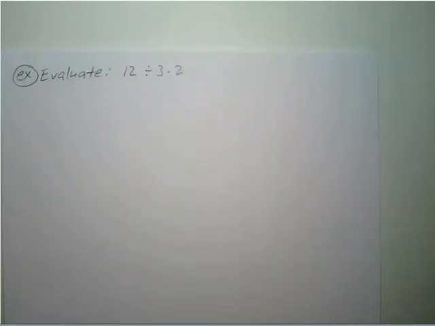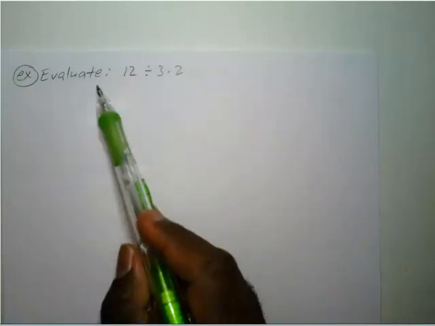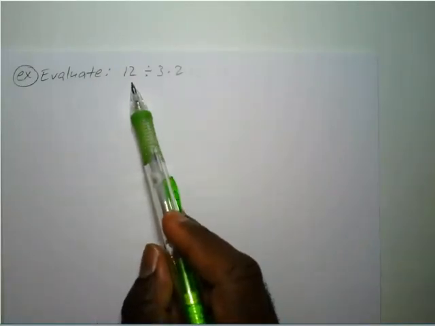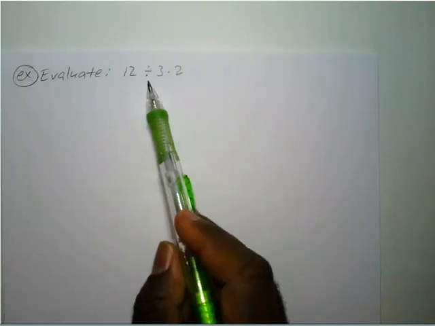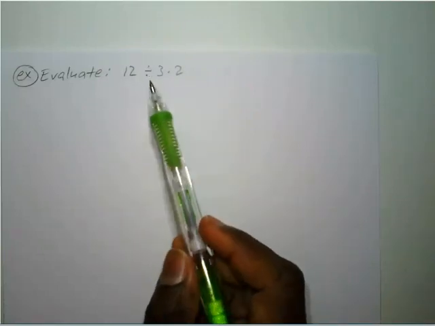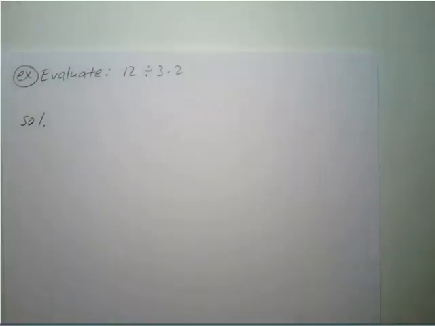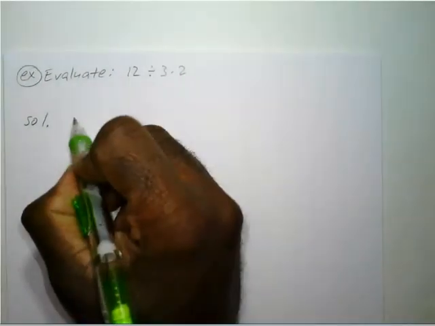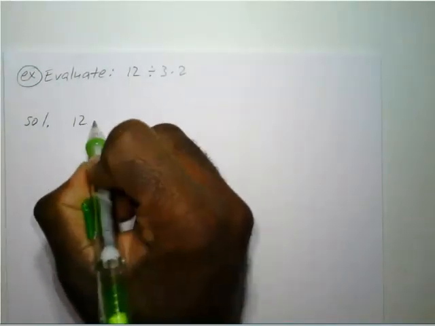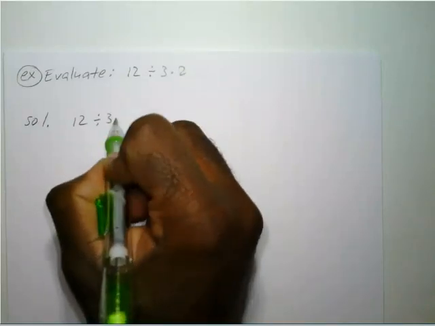All right, so we want to evaluate. You may see where it says evaluate. You may see where it says solve. You may not see anything at all but the question. But evaluate, solve, simplify, same thing. 12 divided by 3 times 2. Okay, so to solve that, I'm just going to rewrite it. 12 divided by 3 times 2.